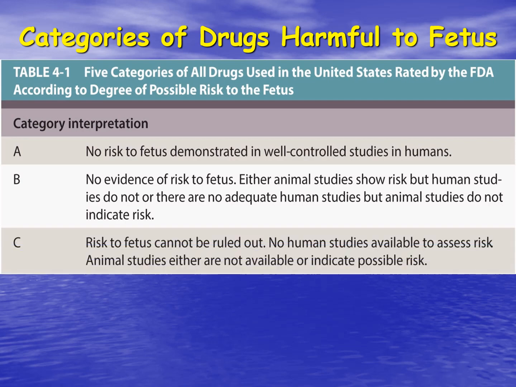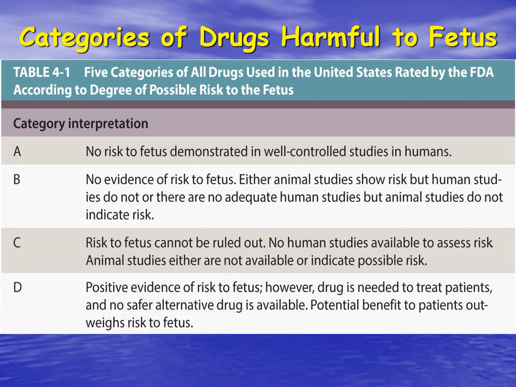Class C drugs, a risk to the fetus cannot be ruled out. No human studies are available to assess the risk, and animal studies either are not available or indicate a potential risk. Class D drugs, this is where we now see positive evidence of risk to the fetus. However, the drug is needed to treat the patient, the mother, and no safer alternative is available. So with Class D drugs, we need to weigh the potential benefit to the risk to the fetus.